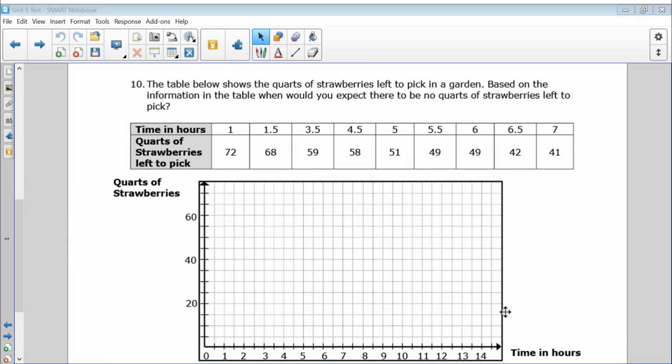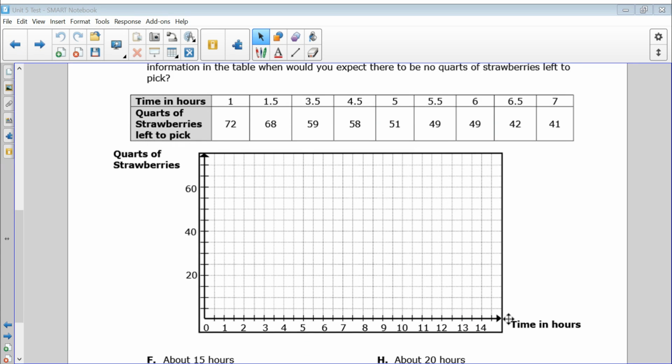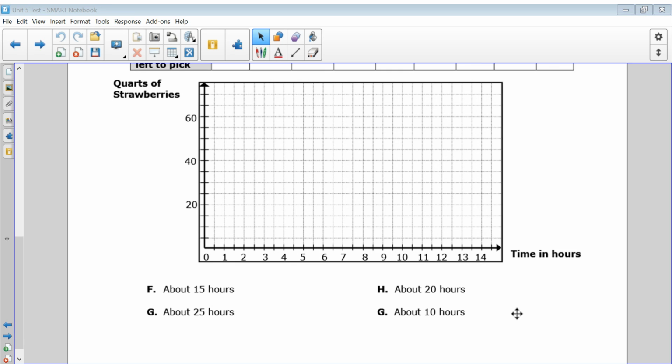Question 10. The table below shows the quarts of strawberries left to pick in a garden. Based on the information in the table, when would you expect there to be no quarts of strawberries left to pick? F. About 15 hours. G. About 25 hours. H. About 20 hours. G. About 10 hours.